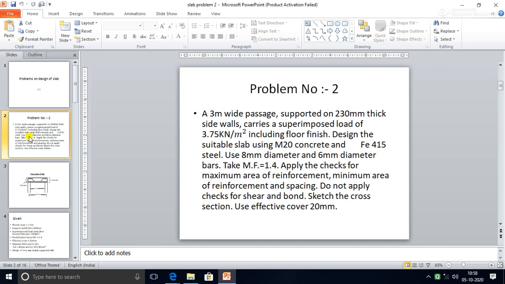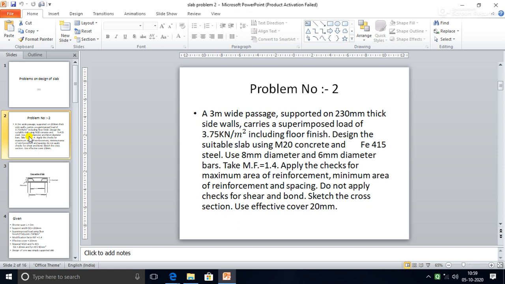that a 3-meter wide passage supported on 230 thick side walls. See, a 3-meter wide passage. We have to design a passage of 3-meter width. So it is supported on 230 thick side walls. It carries a superimposed load of 3.75 kilonewton per meter square, including floor finish.